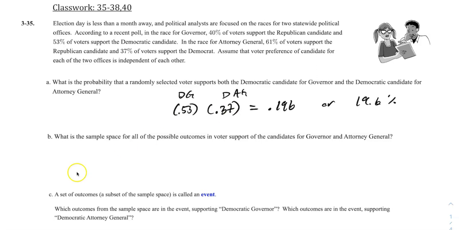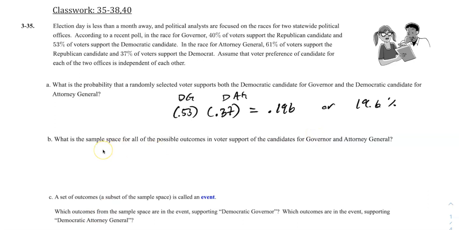What is the sample space for all possible outcomes in the voter support for candidates of governor and attorney general? Now remember, sample space is just a list of possible outcomes that we could get. So for governor, we could get Democrat, Republican. For attorney general, we could get Democrat and Republican. So it's all the combinations of that. So we have Democrat-Democrat, Democrat-Republican. We could have Republican-Democrat and Republican-Republican. Now, that normally would be it, those four choices.